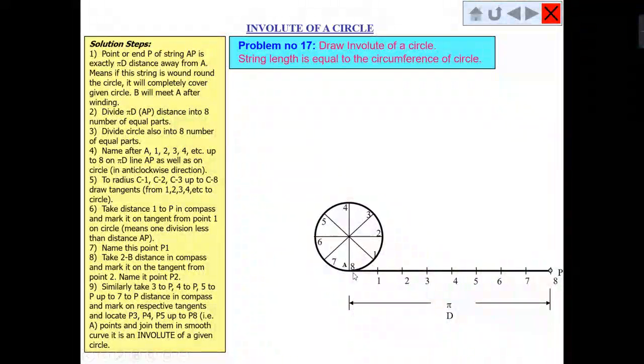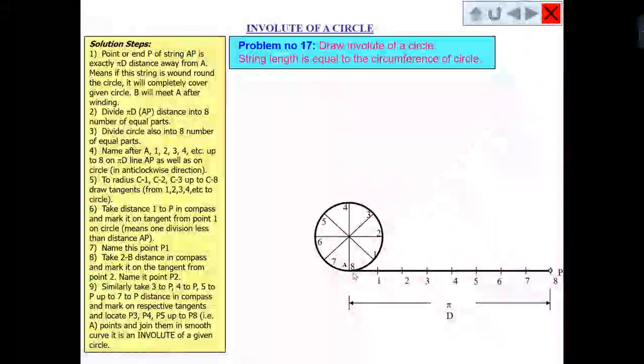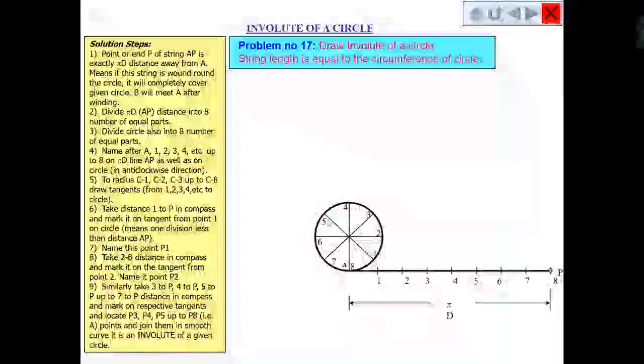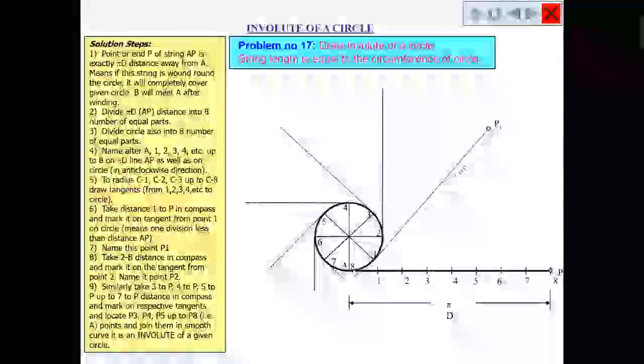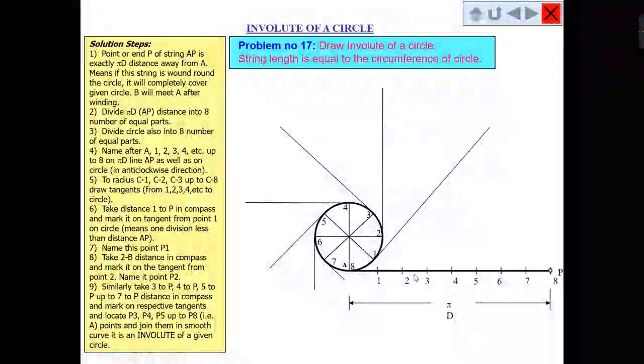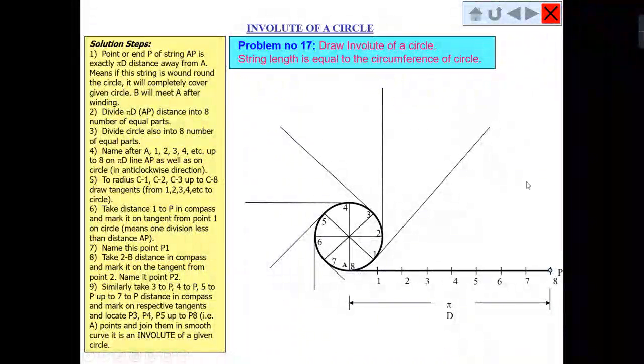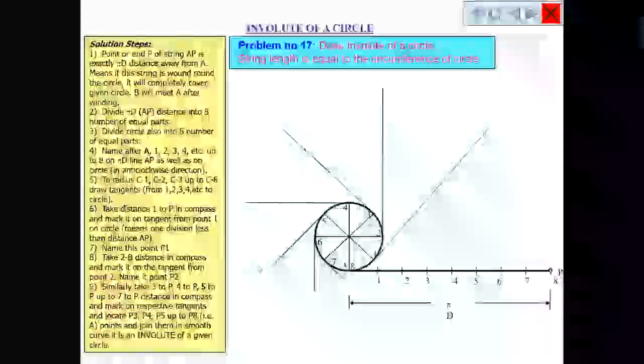So these are the points. After that, I will draw the tangents from all these points: 1, 2, 3, 4, 5, 6, 7. After drawing the tangents, suppose I am winding the string around the circle.